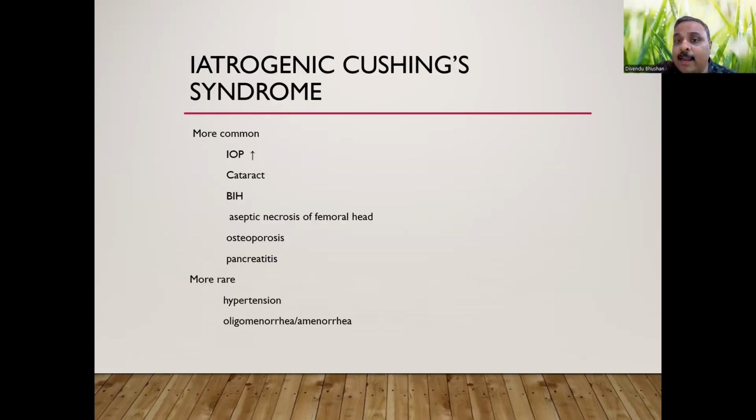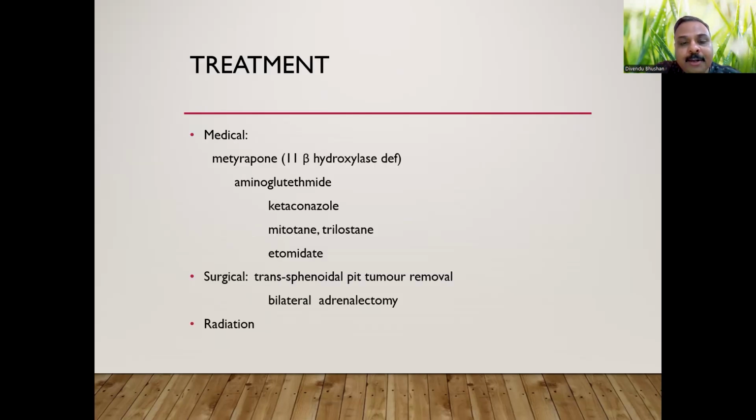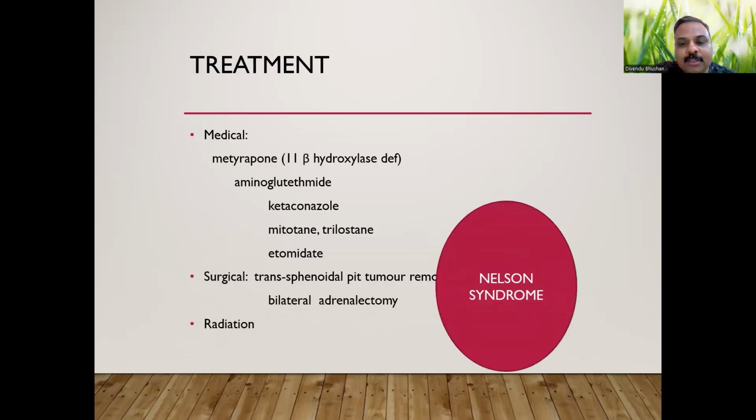A little bit about iatrogenic Cushing's syndrome, which we usually encounter in our day-to-day practice. The more common symptoms are increased intraocular pressure, cataract, benign intracranial hypertension, aseptic necrosis of femoral head, osteoporosis, or pancreatitis. More rare are hypertension or oligomenorrhea. For medical treatment we can give metyrapone or aminoglutethimide, ketoconazole, mitotane, or trilostane. Surgical: we have to take out the tumor from the pituitary, or if it is in the adrenal, then we have to do bilateral adrenalectomy and radiation.